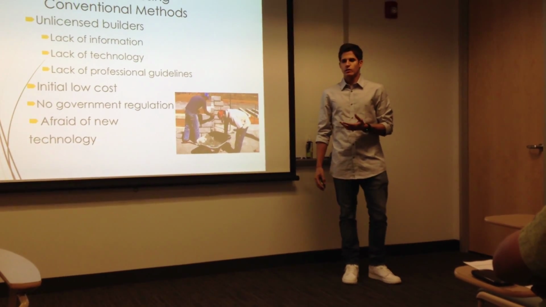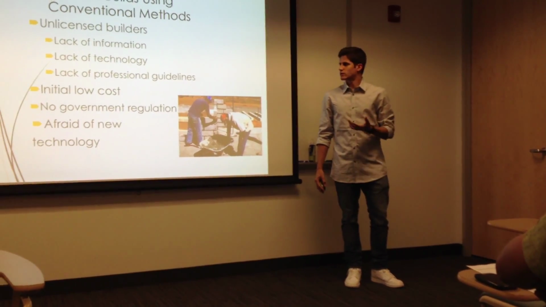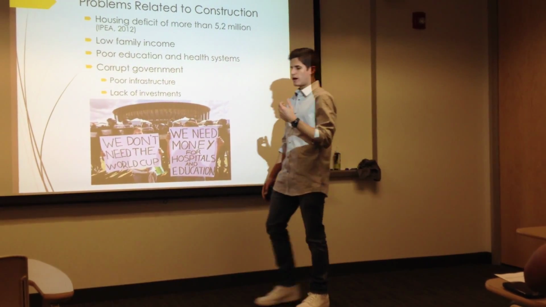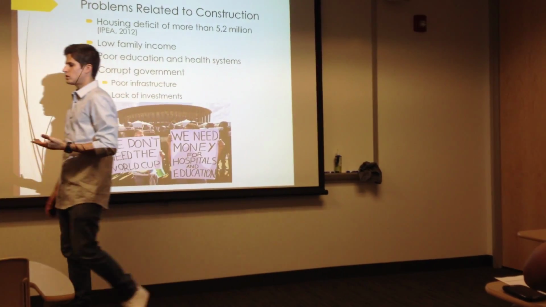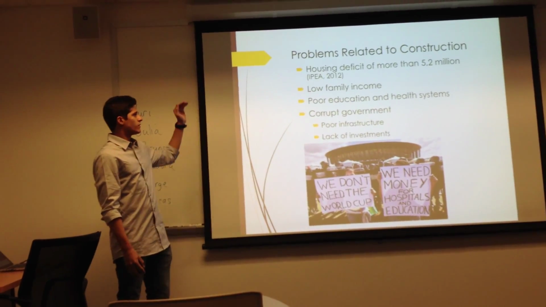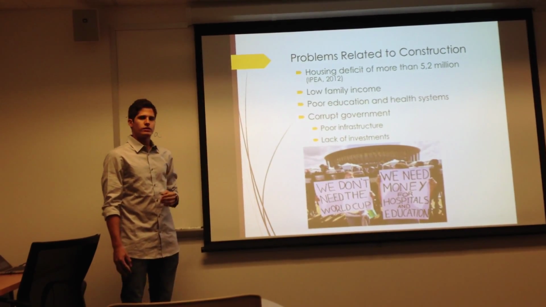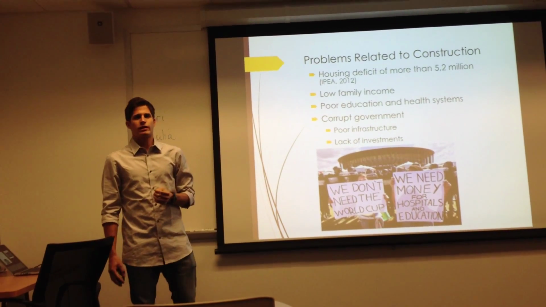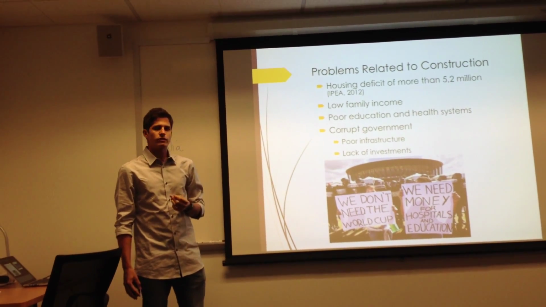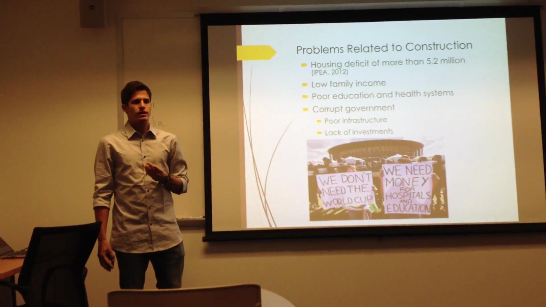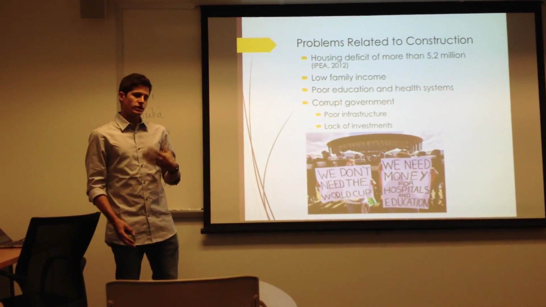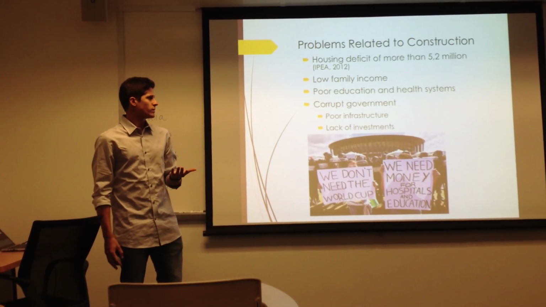but we cannot blame just the problems related to the construction and justify it. Why do Brazilians still build with conventional methods? We have some problems related to the socio-economic issues that directly impact the construction industry, such as a huge housing deficit. According to the Institute of Applied Economic Research in Brazil, we have a housing deficit of more than 5.2 million houses. That means people will continue to build even without professional guidelines or regulation of the government.